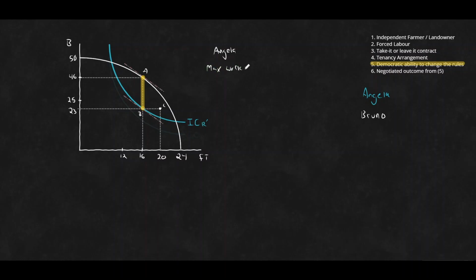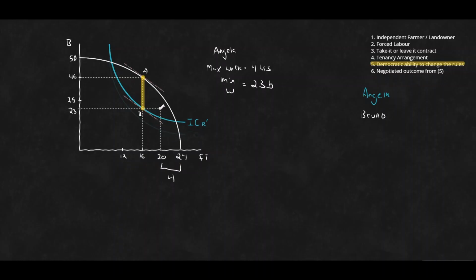Your maximum work is 4 hours. So here we go. The maximum amount you're allowed to work is 4 hours. Furthermore, they set the minimum wage, so the minimum amount that you have to be paid for your 4 hours of work, is 23 bushels. That is to say, C is the minimum that we could possibly get to.